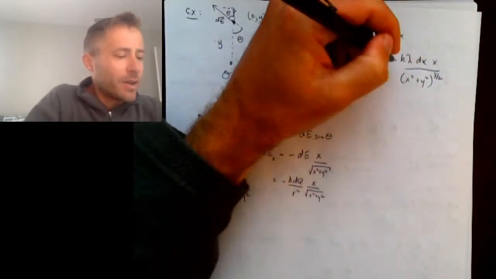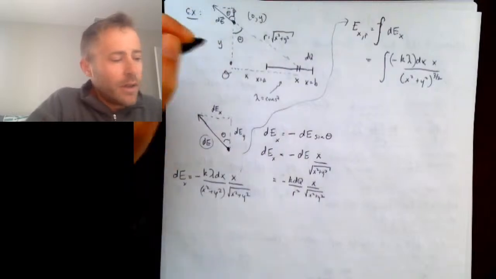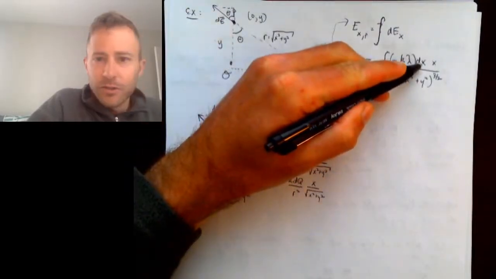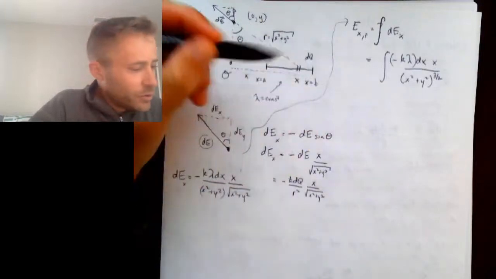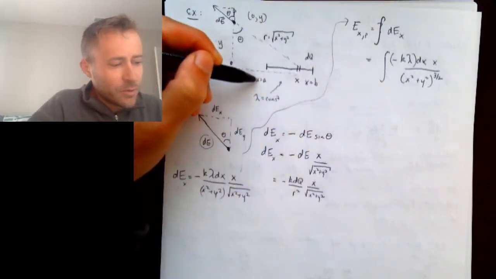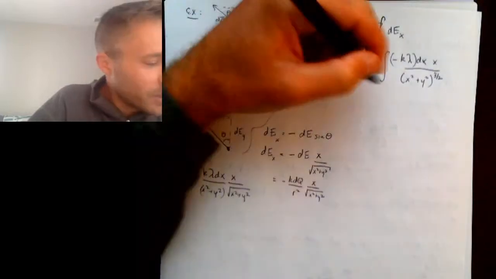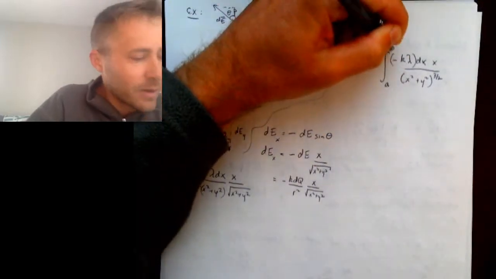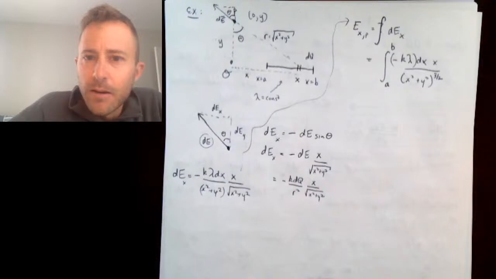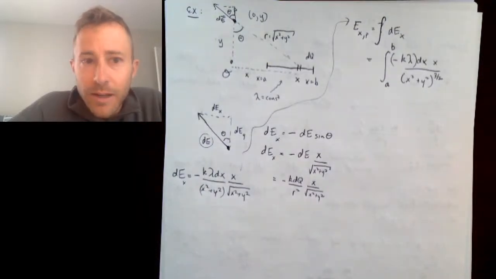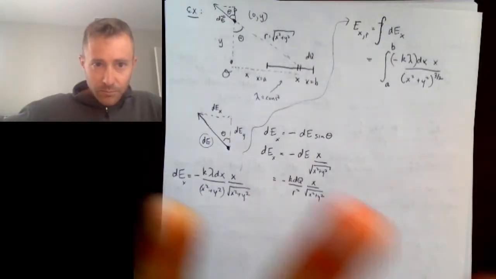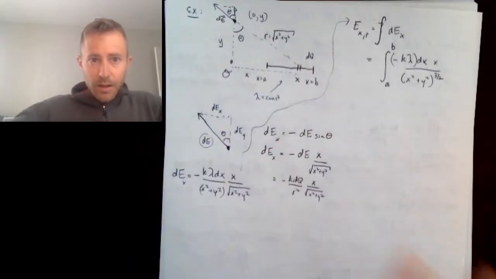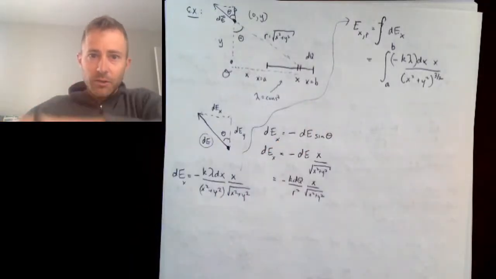So minus k lambda is a constant, and this integral is over x. The charge distribution goes from x equals a to x equals b, so my integral is going to go from a to b. All right? So at this point, the physics is done. This is where the physics is done. And now the rest is math.